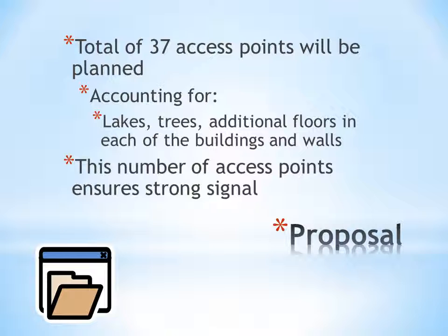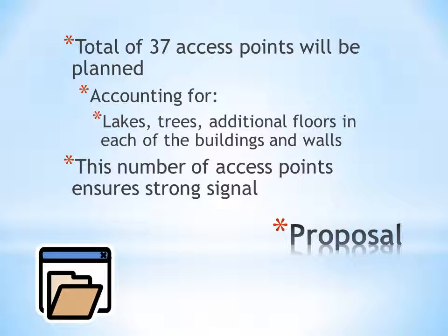And the number of access points will ensure a strong signal, because in each of the buildings we have about 5 per floor. We have one in the center of the building, and then 4 in each other area of the building. And we're going to just replicate that for each additional floor to ensure that there is adequate signal strength. Now, in the smaller buildings, we may get away with 4 in each building, but ultimately we want to have as many access points to ensure strong signal and that everyone's able to connect properly on the network.